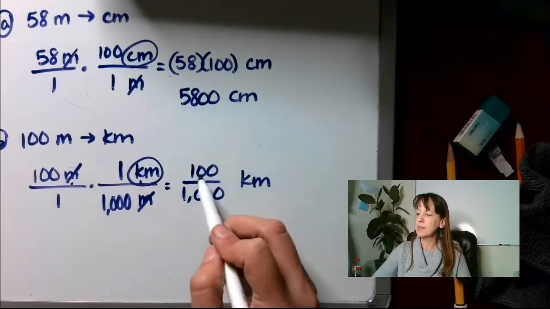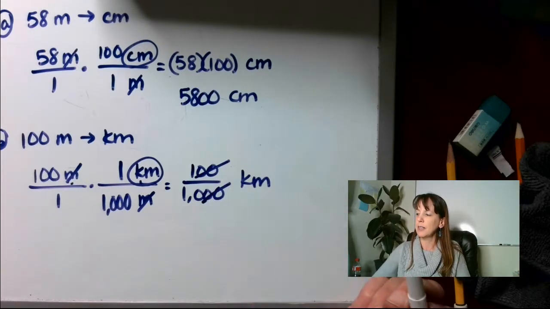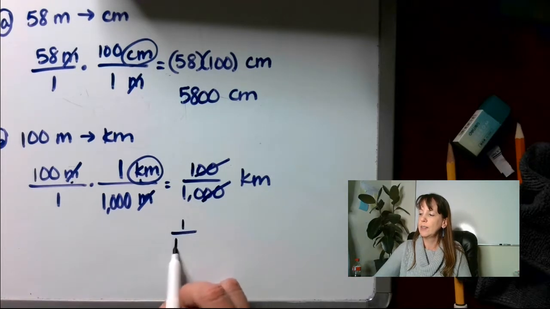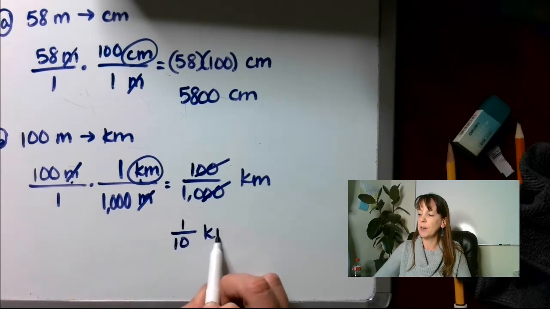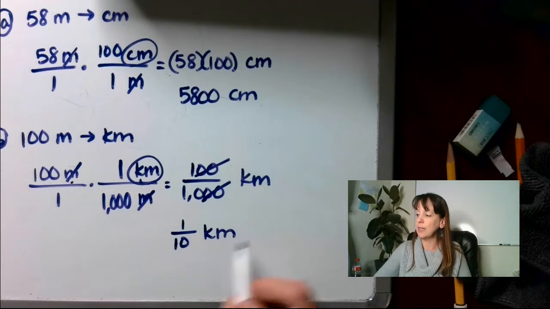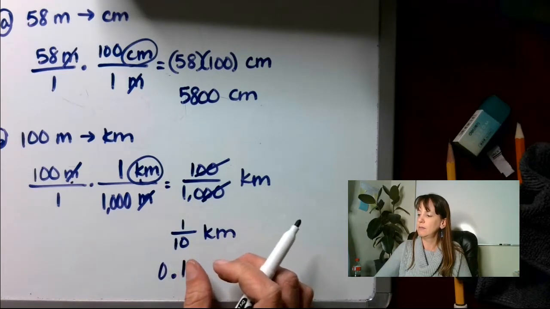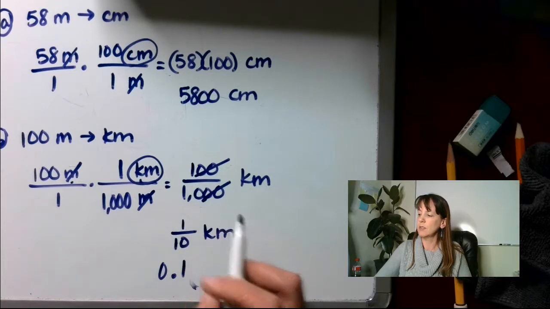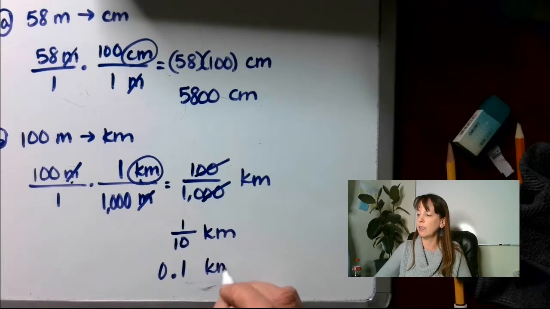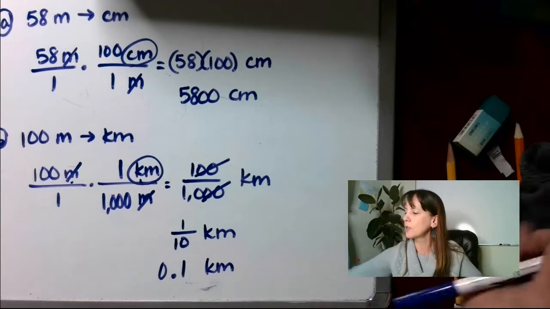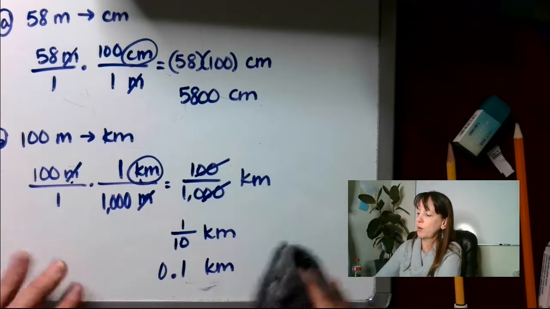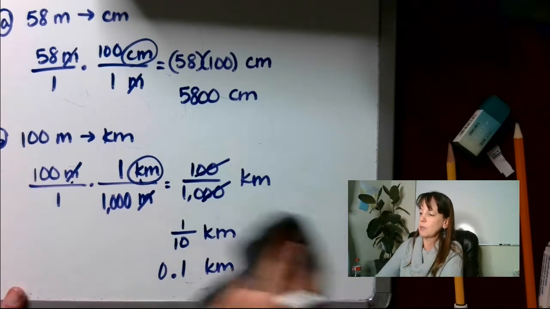Let's lob off some zeros. 2 zeros there, 2 zeros there. What I have is 1/10 of a kilometer. Another way to write 1/10 would be 0.1 of a kilometer. Both of those are acceptable. I prefer fraction form for now. We'll get more into decimal form later.